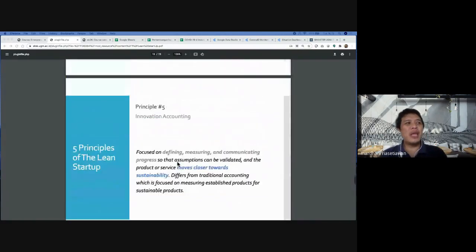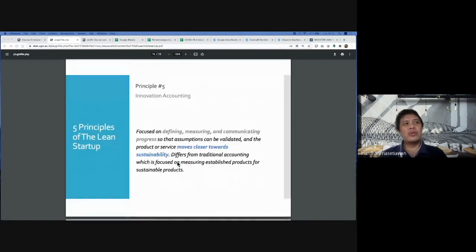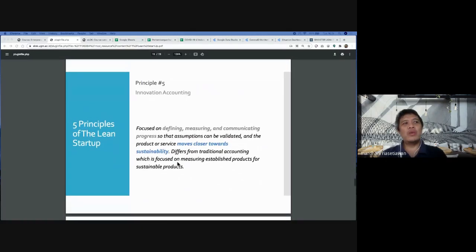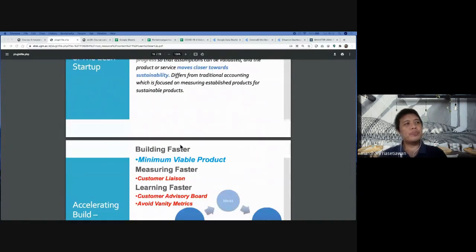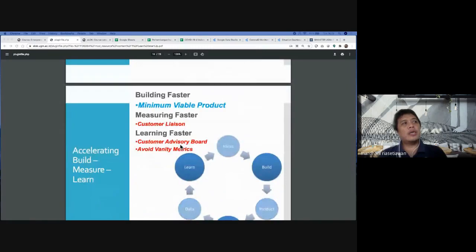Yeah, and then principle number five is about focusing on sustainability. So we try to define, ensure, and communicate clear progress that can be validated, and the product or service moves closer towards sustainability. Yeah, so that's very important. So this will be an important thing.